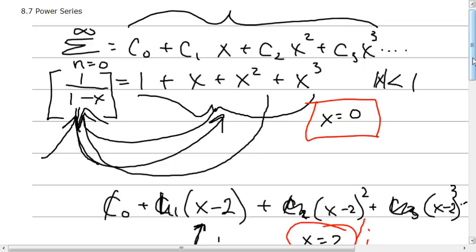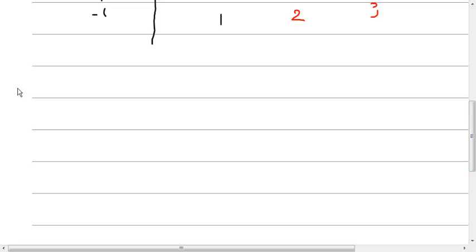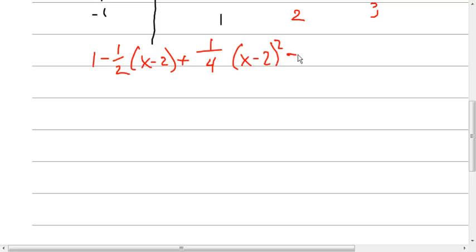Okay, let's try example 2 in the book. And what they do is they show you a series that looks like this. 1 minus 1/2 x minus 2 plus 1/4 x minus 2 squared plus ... something like that. Let me change my pen color here.